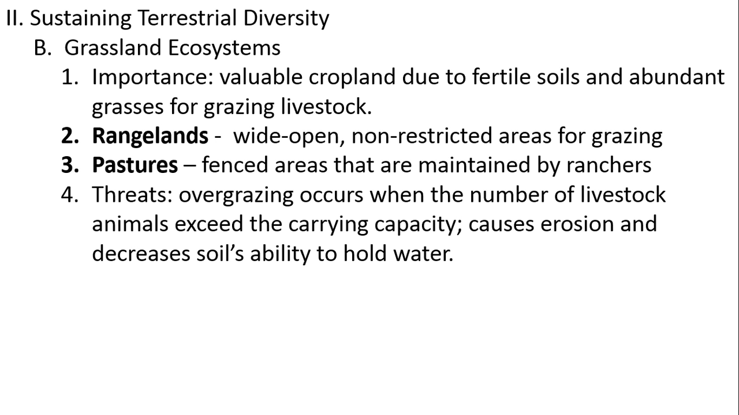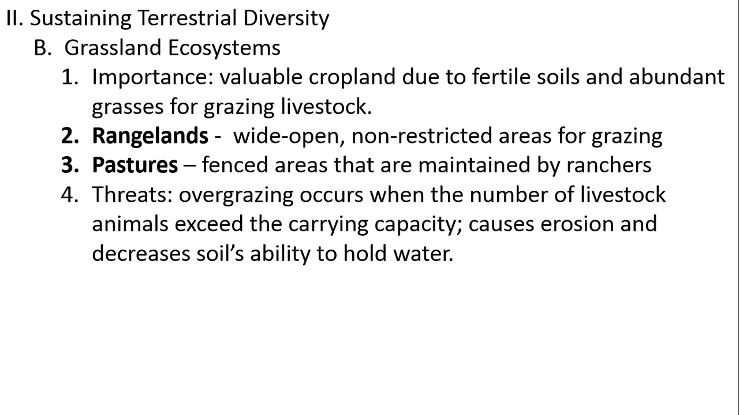What threatens grassland ecosystems would be overgrazing. This is simply when there are too many cattle, too many livestock, exceeding the carrying capacity of the rangeland or the pasture. This causes erosion because the grass is no longer there to hold the soil, and it decreases the soil's ability to hold water because the animals are compacting it, and therefore not as much water makes it into the soil nor into the aquifers.